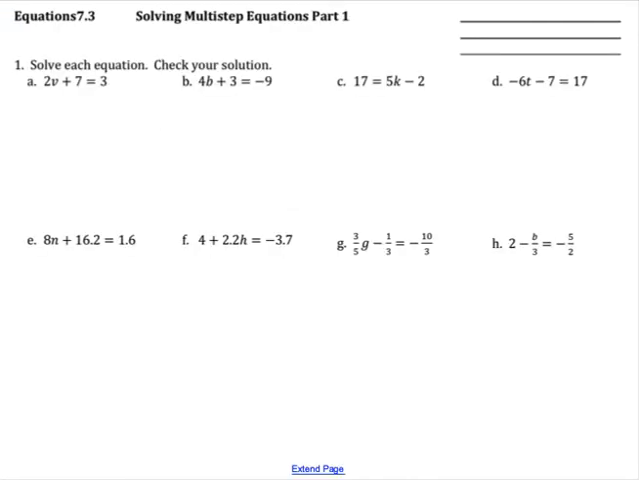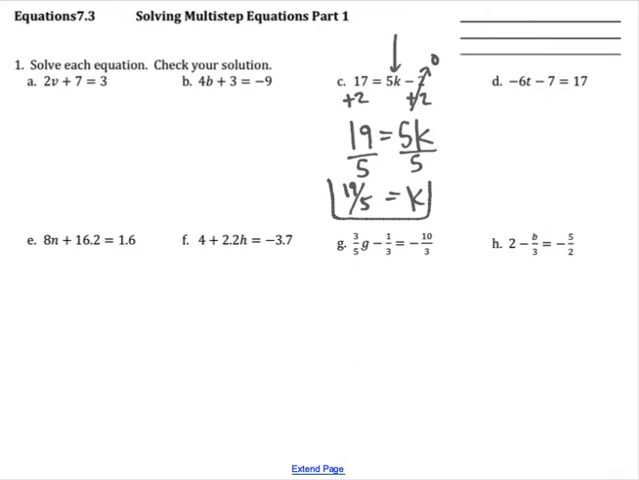Now in the assignment, number 1, you're going to solve each equation and check your solution. Let's take a look at C. 17 equals 5k minus 2. We are trying to get the k by itself, so let's get rid of the -2. We're going to add 2 to both sides. That will give us a 0 here. 17 plus 2 is 19. 19 equals 5k. Then we're going to get rid of the 5 using division. We'll divide both sides by 5. And this gives us k equals 19/5.